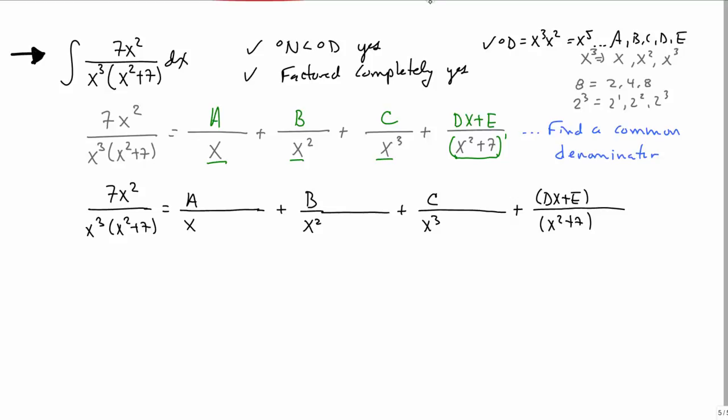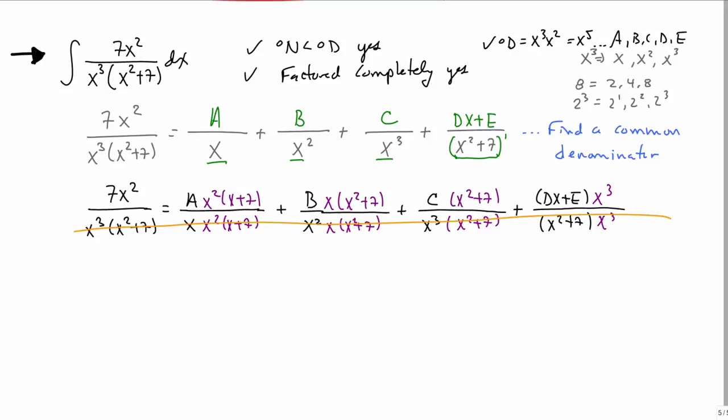And then I'm going to go through and just find that common denominator. So here I'm missing an x squared times x plus 7, top and bottom. Here I'm missing an x times x squared plus 7. Here I'm missing an x squared plus 7, top and bottom. And this last one I'm missing an x cubed, top and bottom. So once I find that common denominator, I can drop it and just work with the numerator.